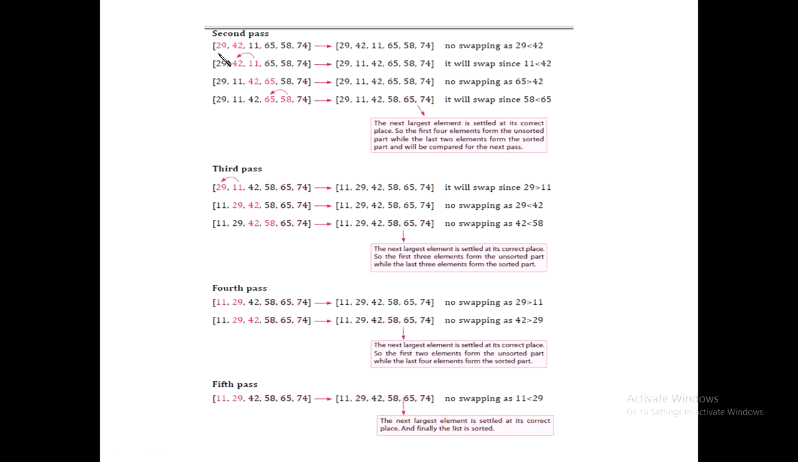So the first element will be compared to the second, the second to the third, the third to the fourth, and the fourth to the fifth. But now in this case, the fifth will not compare to the last position. Why? Because 74 is already in its position. After completing it, we will receive our second largest number, 65.